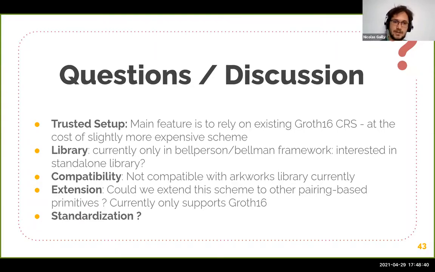We could do this in a standalone library. There are compatibility issues: it's not compatible with our other library currently because of the different scheme, so maybe we want to have the two libraries compatible. Can we extend this generalized inner pairing product argument to other pairing-based primitives? Currently we only use it for Groth16; maybe there are other use cases, and as well any effort of standardization here, if people are interested in it. Thank you.